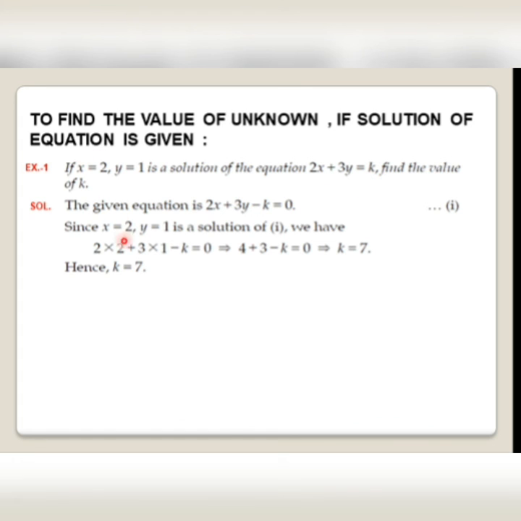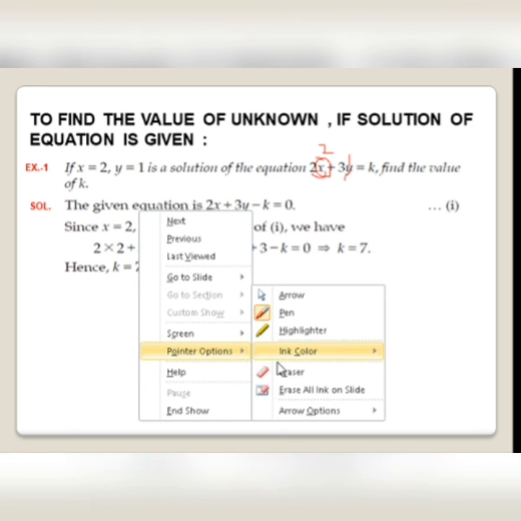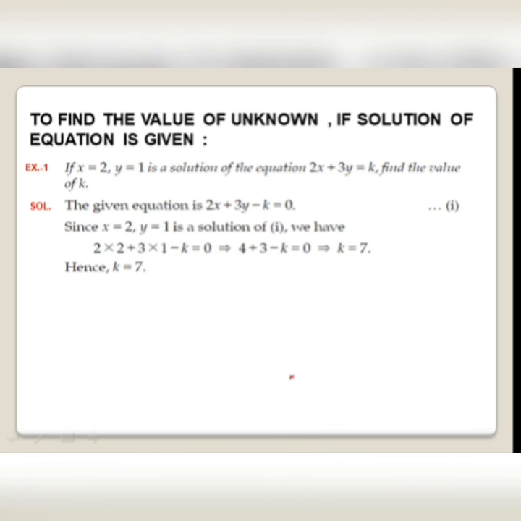We will put x equals 2, y equals 1 in the equation. Look, here 2x is there. So instead of x you will put 2. And here is y. Instead of y what will you put? 1. Okay, so 2 times 2 is 4 plus 3 times 1 is 3, that is 7. So my k value is 7. Just see, I'm doing it, clear it. Okay, next.